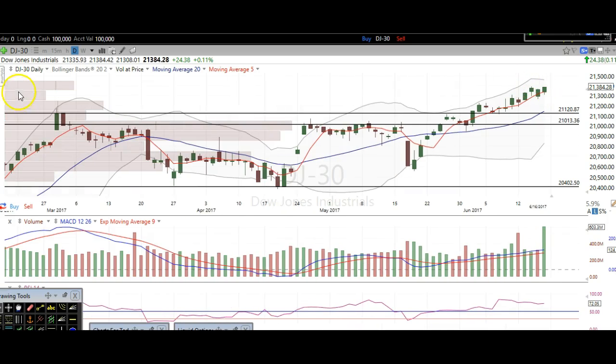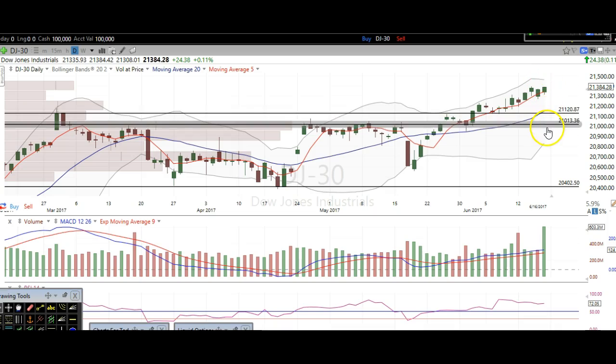And we've got this support down here between 21,120 and 21,013. So here's that level right here, that resistance, and even below us, that 21,103, 21,013 is an even bigger level of support.